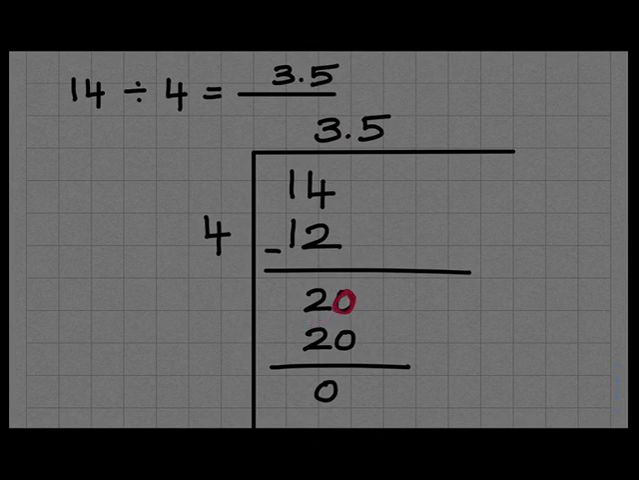Now how many 4s go in 20? 4 times 5 is 20. Let us write that down and subtract: same number minus same number. 20 minus 20 is 0. So the answer is 3.5.